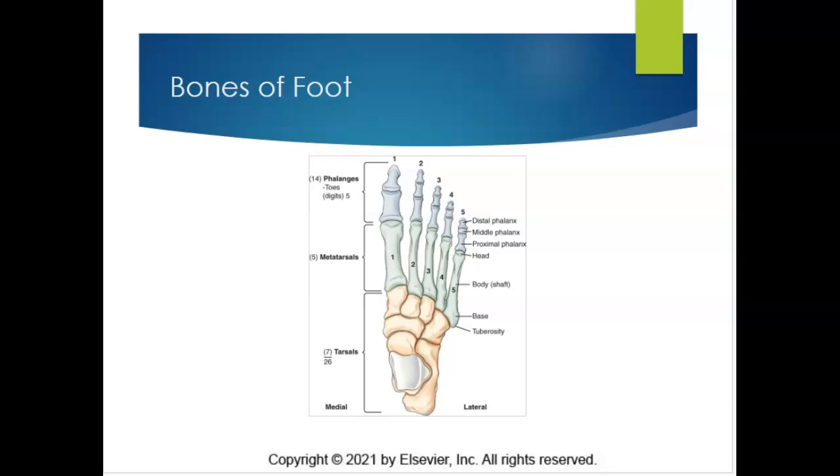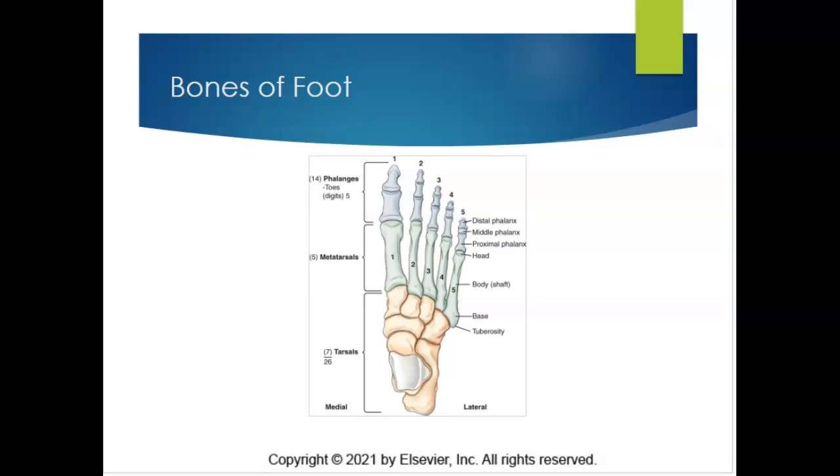Starting with the phalanges. So again, phalanges could be referred to as the fingers or the toes, but in this part we're looking at just the toes. So the big toe only has 2 phalanges, the distal and the proximal, where toes number 2 through 5 have 3 phalanges, the distal, the middle, and the proximal.